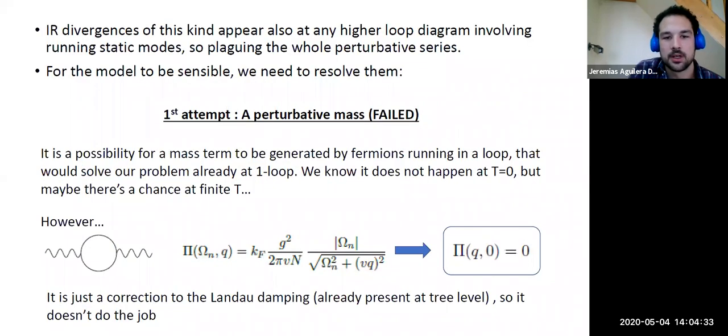So, of course, that was a one-loop example of how these divergences appear, but they will appear at any order in the perturbation theory, in the perturbative expansion, as long as any higher loop involves a static boson exchange. So we need to resolve them somehow.